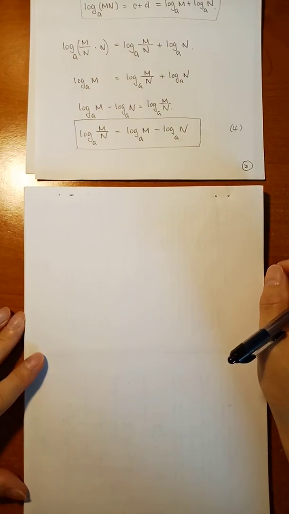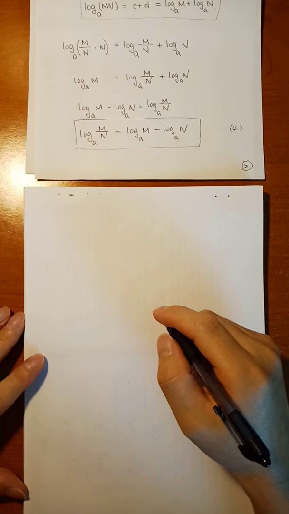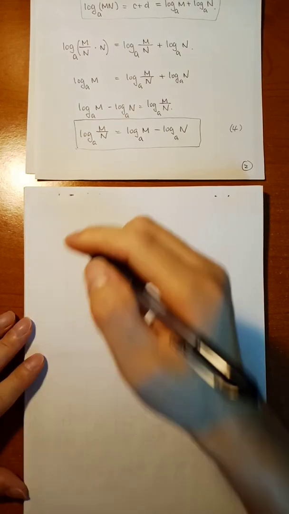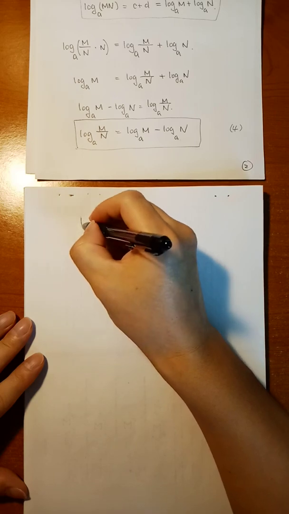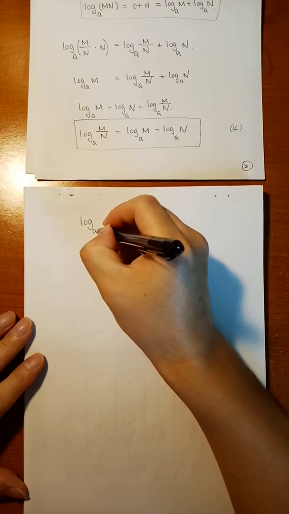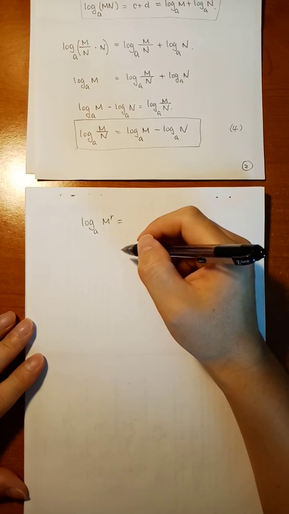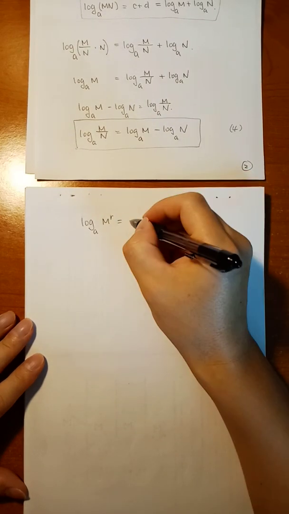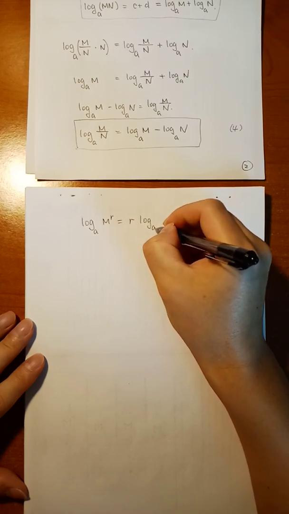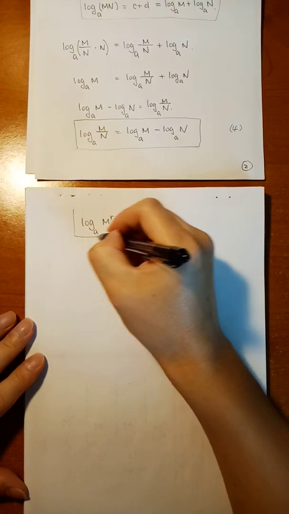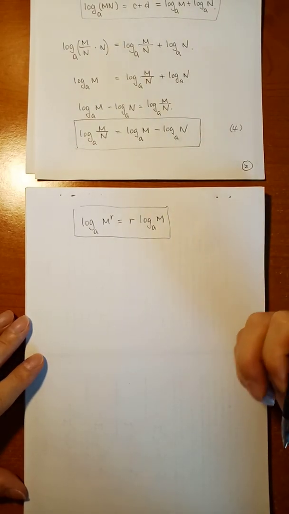Okay, so we have four properties already. Let's see next property. The log of a power is the product of power and the log. You move this exponent forward. How? How do we get it?